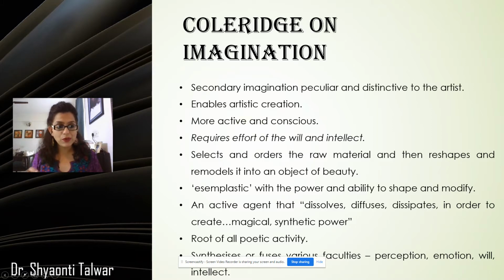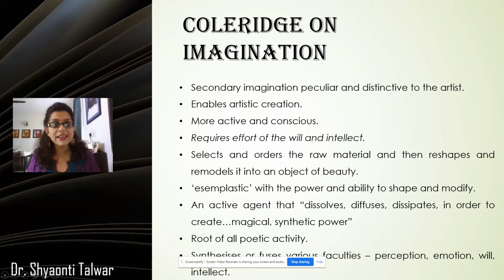So he is of the opinion that while primary imagination is a universal phenomenon, a universal ability, secondary imagination is peculiar and distinctive, and it is specific only to the artist. Because it enables artistic creation. It is that faculty which allows the artist to creatively express themselves and create a literary work, or a painting, or music.